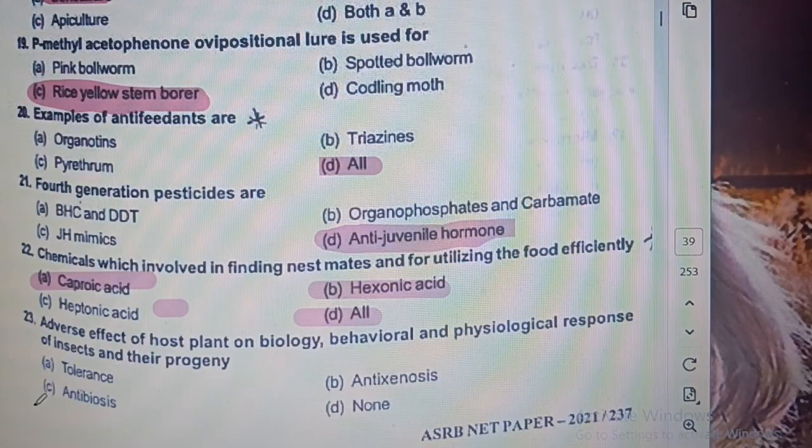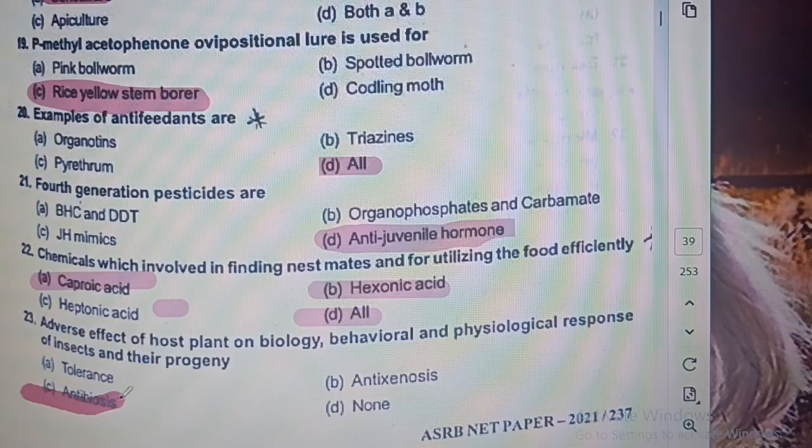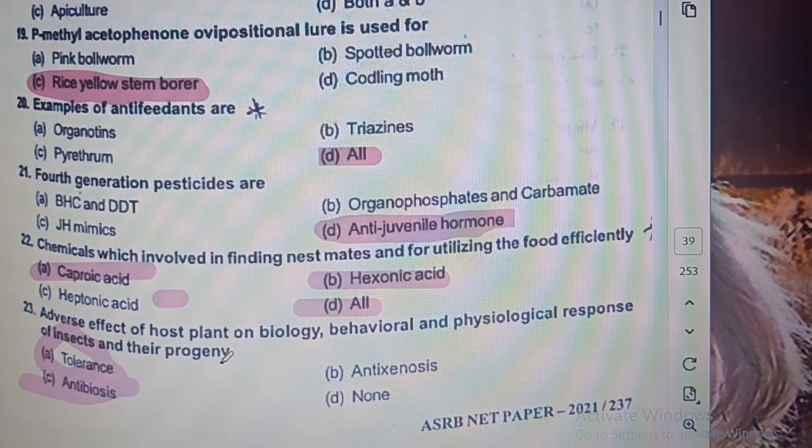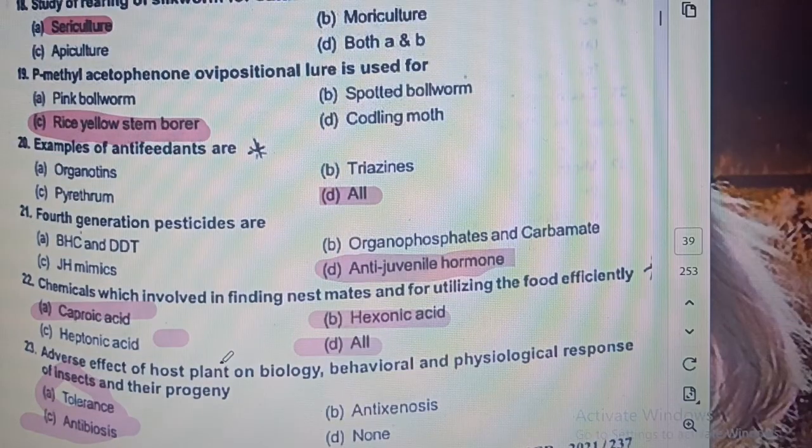Next question: the adverse effect of a host plant on the biology, behavioral and physiological response of an insect and in their progeny is known as antibiosis. Anti means against and biosis means life. These substances are against the life; somehow they are going to kill the progeny or the insect itself. Antixenosis means non-preference. The insect will not prefer that plant.